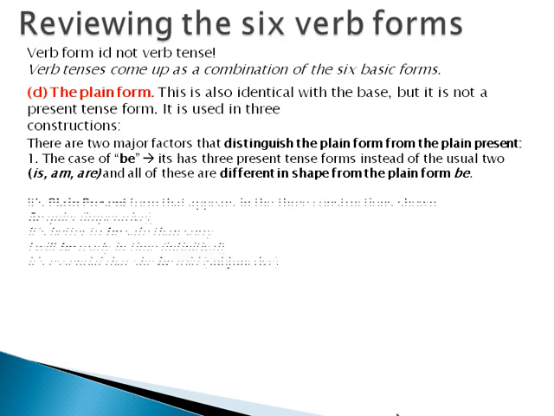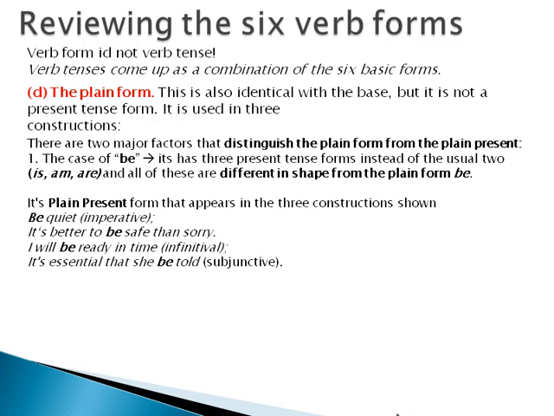The plain present form of be appears in three constructions. Be quiet. It's better to be safe than sorry. In be quiet, we have an imperative. It's better to be safe than sorry. I will be ready in time. They are both cases of infinitive.